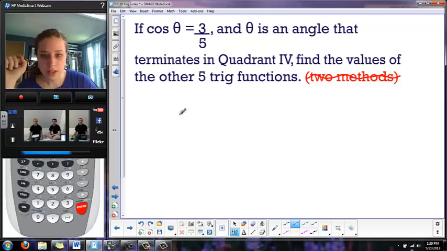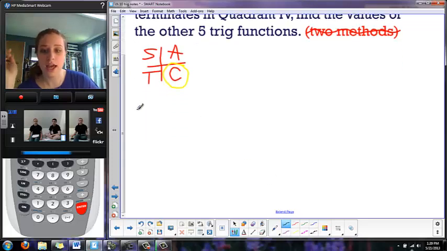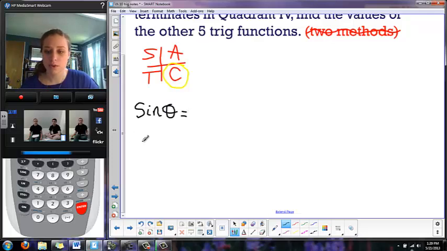Okay, so the first thing that I want you to do is figure out, alright, we're in the fourth quadrant. So we have all students take calculus. We're down here in the fourth quadrant. So we know that cosine and secant are both going to be positive. Everything else is going to be negative. So what I suggest that you do is come right down here and let's just make a list of all the things that we need to find. So we're going to look for sine theta. We're going to look for cosine theta.